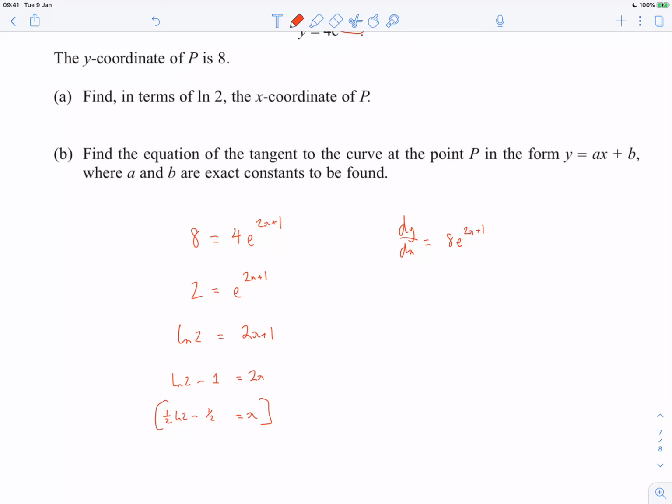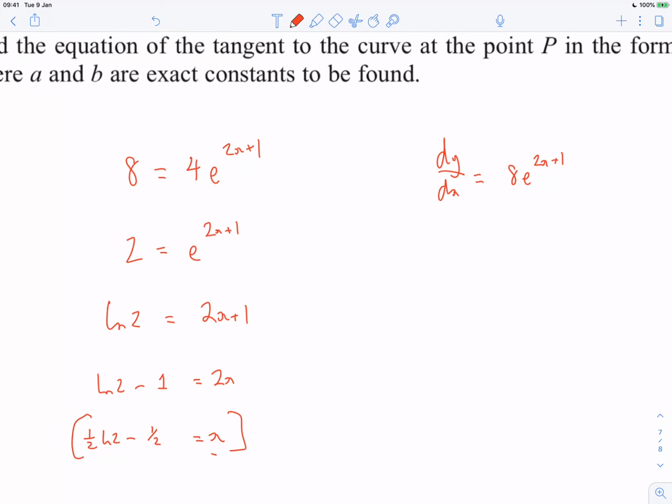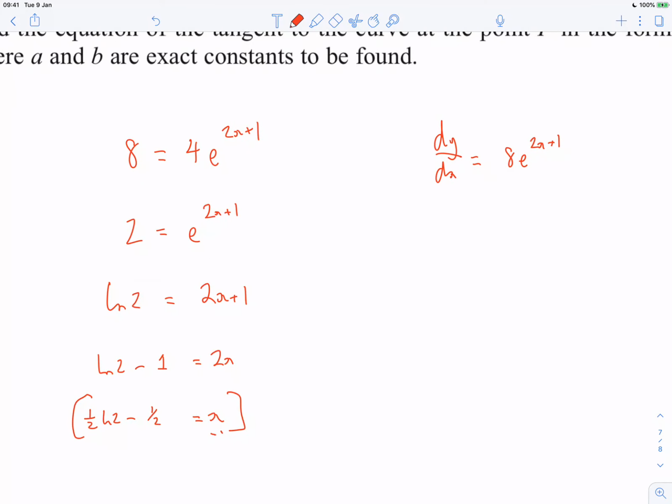Now, if I want the gradient at the value of P, then I can substitute in x. But look, I'm going to be a bit smart about this. x is this thing. Now I could sub x in straight away, but all I need to know is what 2x plus 1 is. Well, I know what 2x plus 1 is, that's ln 2.